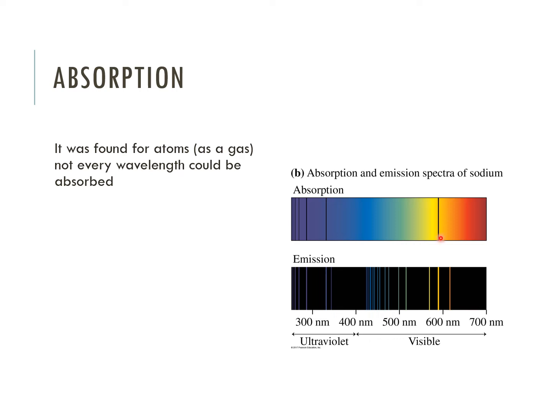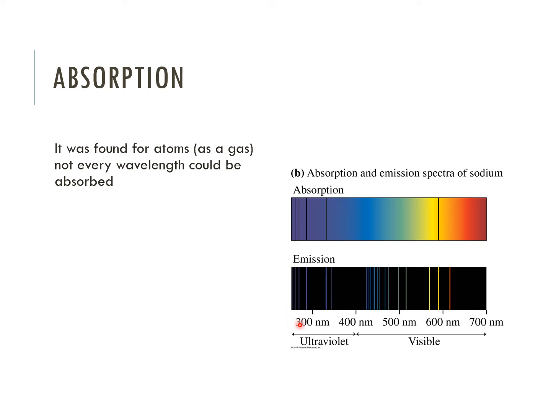Sodium will absorb this particular wavelength, whatever it happens to be, a little bit under 600. Sodium will also absorb this wavelength here, which is probably around 325. These have exact numbers. They have very specific wavelengths associated with them.